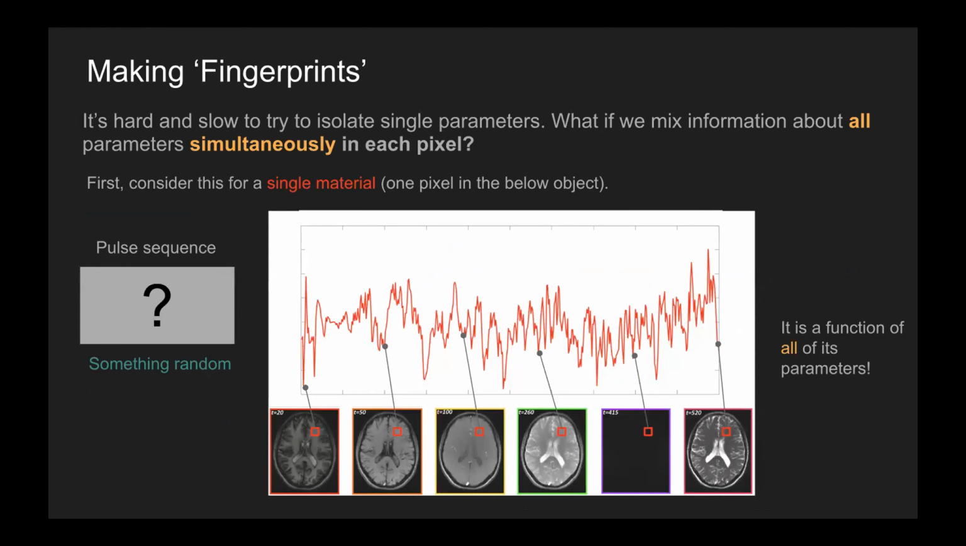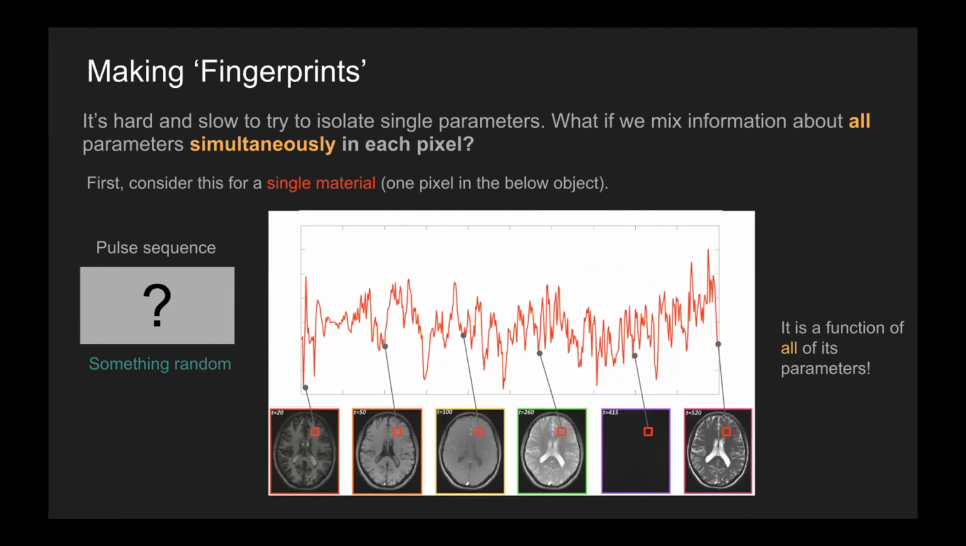So here, this is the idea of MRF. We're going to take some mystery pulse sequence, which we'll talk about later. But suppose this pulse sequence gives us a sequence of randomly weighted images, shown here on the bottom. Intuitively, that's going to encode information about all of our MR parameters, right?